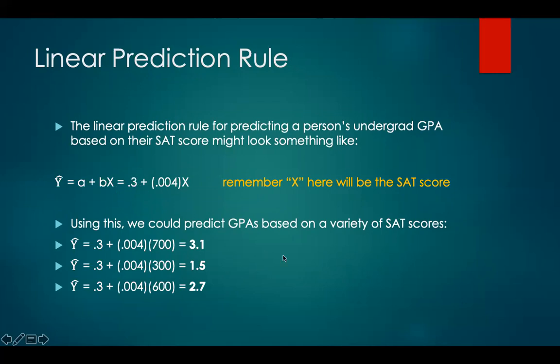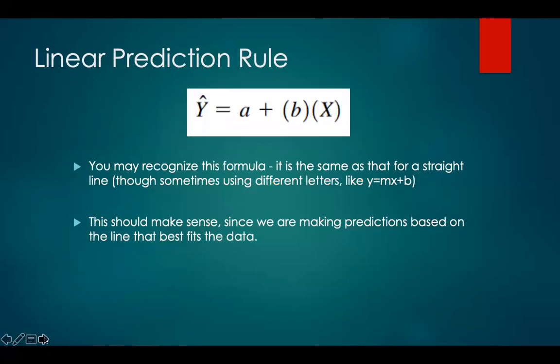So using this, we could predict GPAs based on a variety of SAT scores. So let's say somebody scores a 700 on the SAT, and we multiply that by the slope of 0.004, and then add 0.3, and we get 3.1. So that's how we can predict somebody's GPA based on their SAT score using this model here. Somebody who scores a 300: 300 times 0.004 plus 0.3 equals 1.5, and so on.